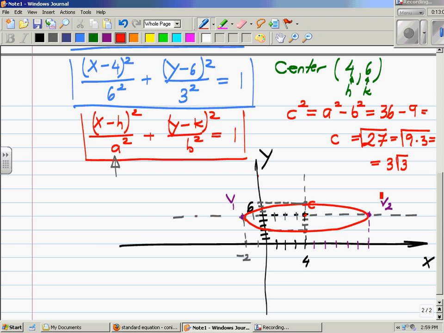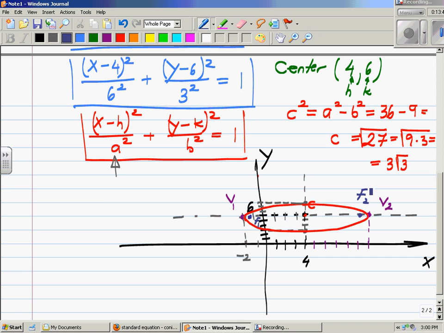That's 5 point something, right? And this means you go 3 square root 3 units to the right, 3 square root 3 units to the left, and you find your foci. 1, 2, 3, 4, 5. It's here somewhere. Let's use dark blue. And the other one, that's F2 if you want. The other one will be 5 point something units to the other side. It will be here somewhere. That's your F1.